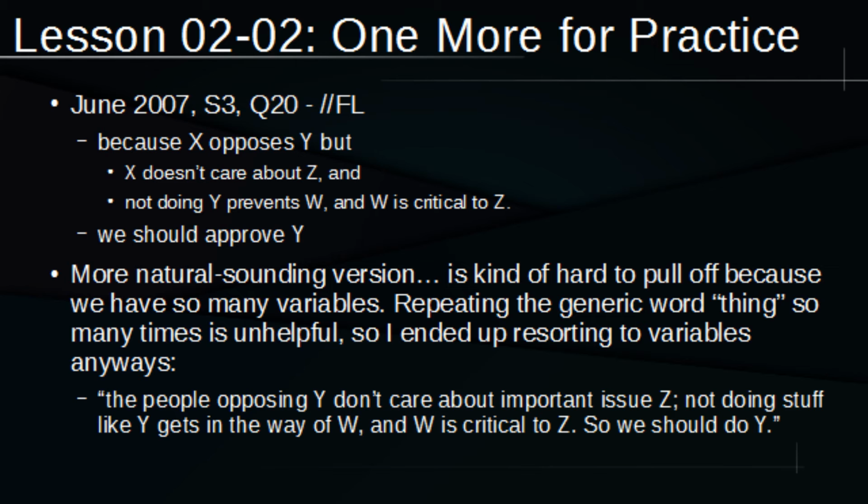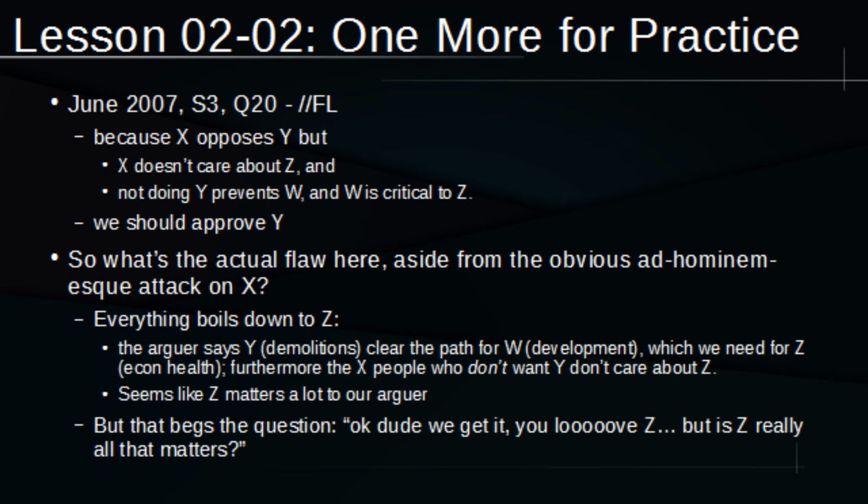The more natural sounding version is kind of hard to pull off because we have so many variables. Repeating the generic word a ton of times is unhelpful. So I did end up resorting to using some variables anyway, but this is what it would sound like in more complete sentences. The people opposing Y don't care about important issue Z. Not doing stuff like Y gets in the way of W, and W is critical to Z. So we should do Y. So now that we've chosen to generalize either in this algebraic format or in the more natural language format, what's the actual flaw here, aside from the obvious ad hominem-esque attack on party X?